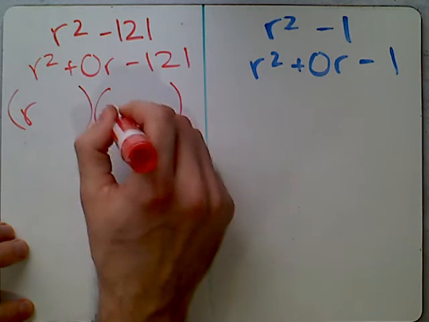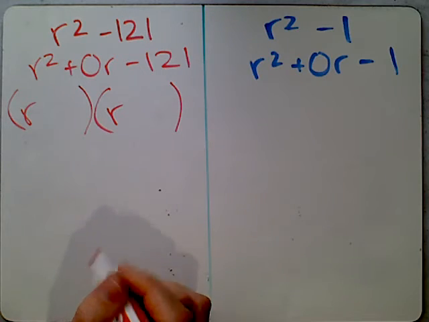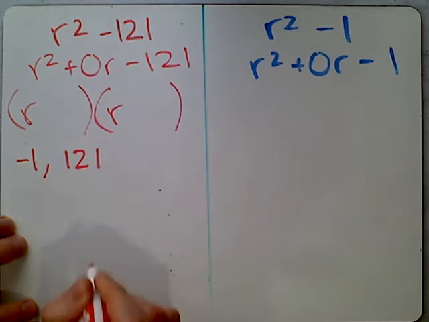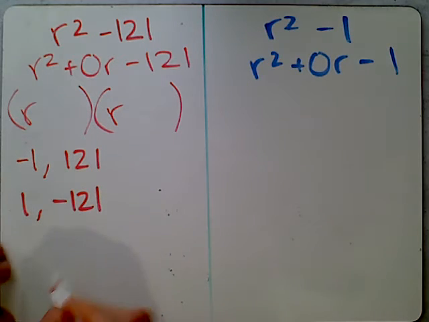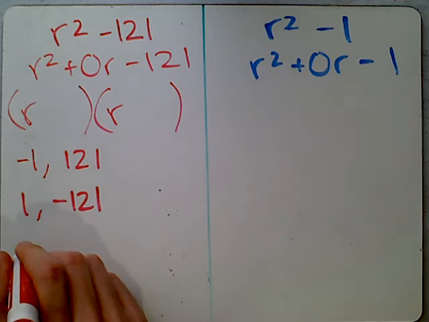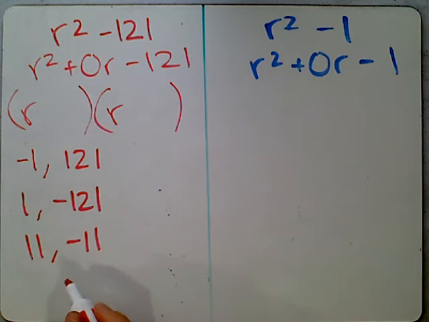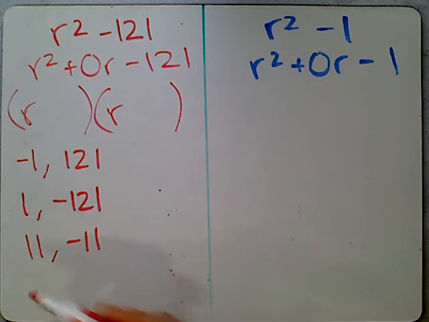So put the r variable here and go down here and make a short list of the different factors. Factors include negative 1 and positive 121, positive 1 and negative 121, and the only other factors that exist are actually positive 11 and negative 11. There's no reason to reorder those because they're the same number, but we're looking at these two, and they're clearly going to be the two numbers that we choose that add up to 0. They're the same number, just opposites.